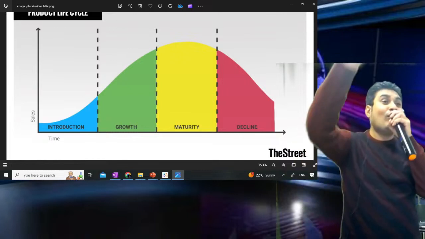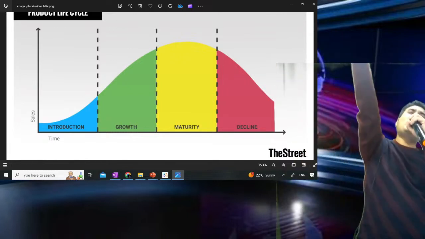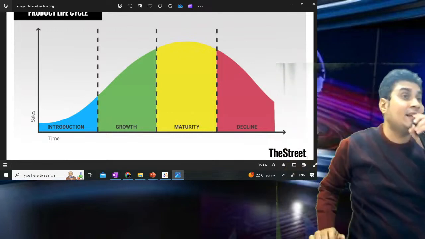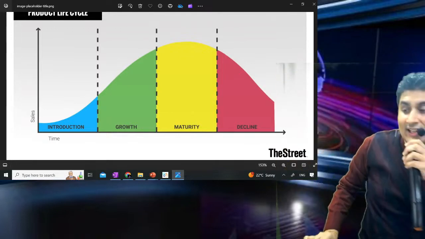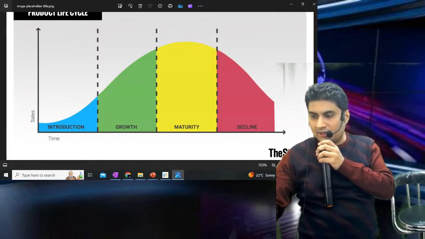Okay, concentrate. Four things. Introduction, growth, maturity. It tells me my next stage. Clear till here? Super clear. Go ahead.